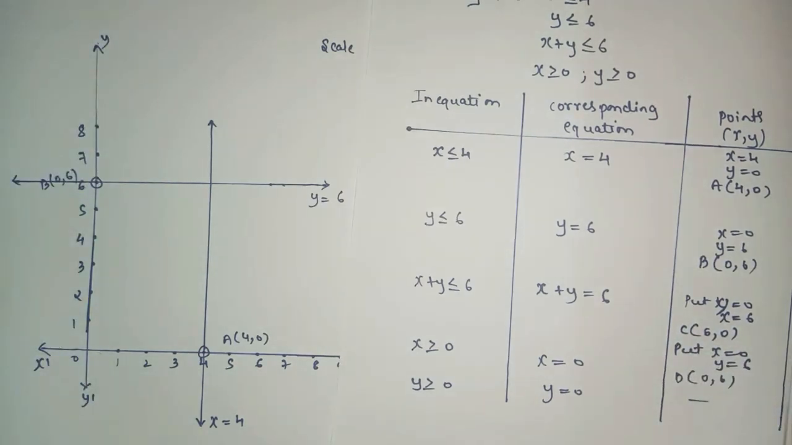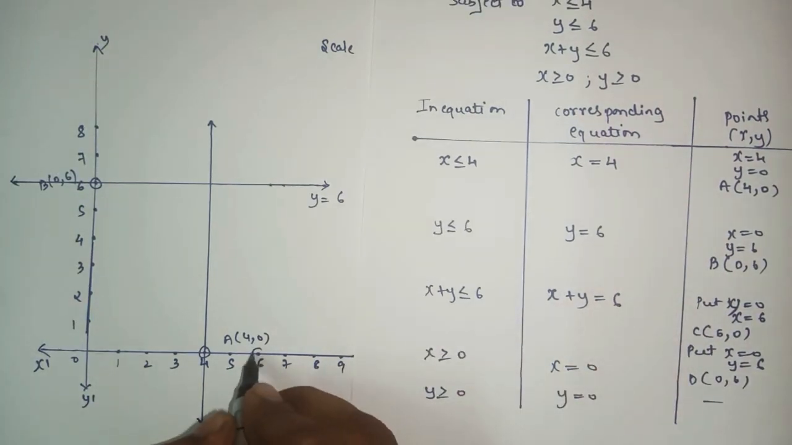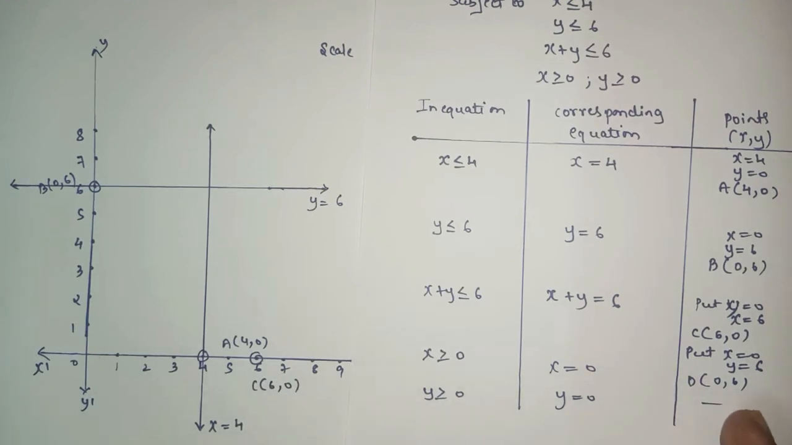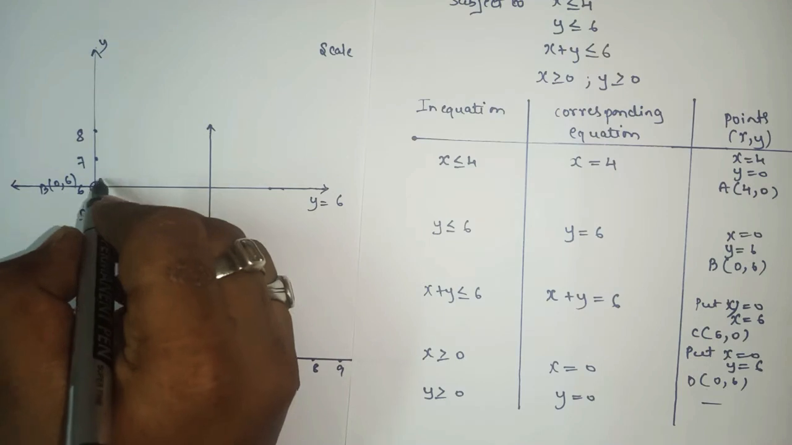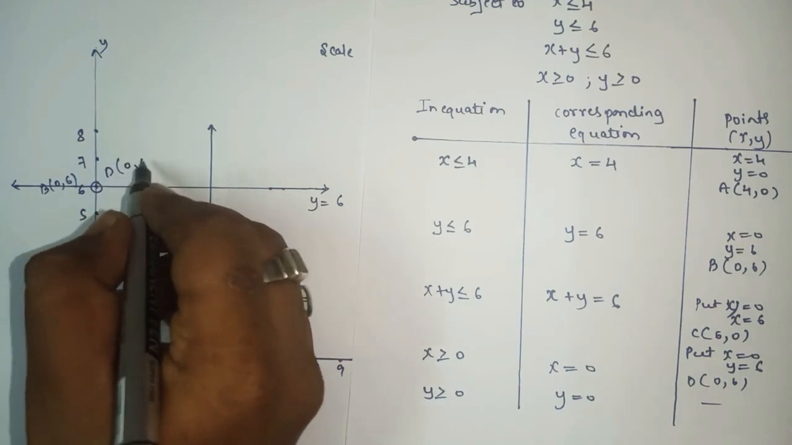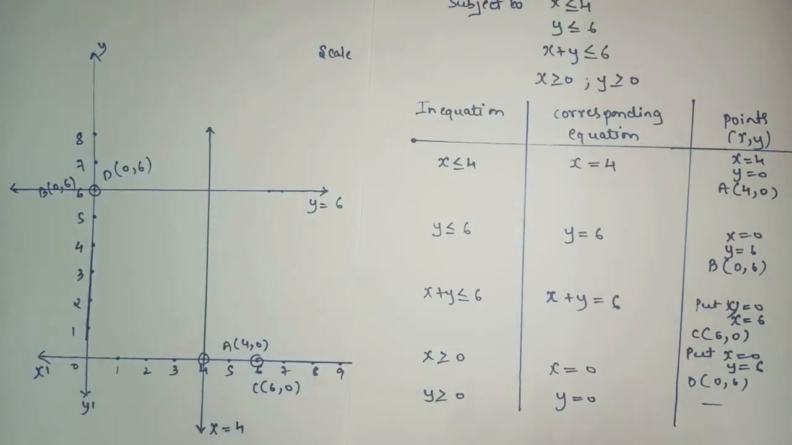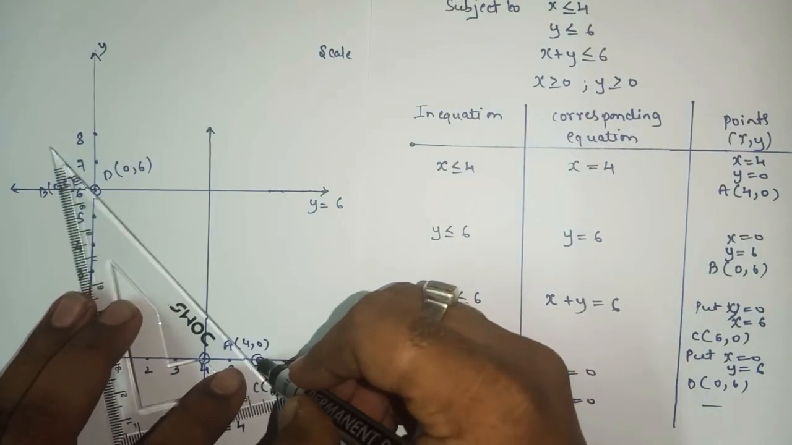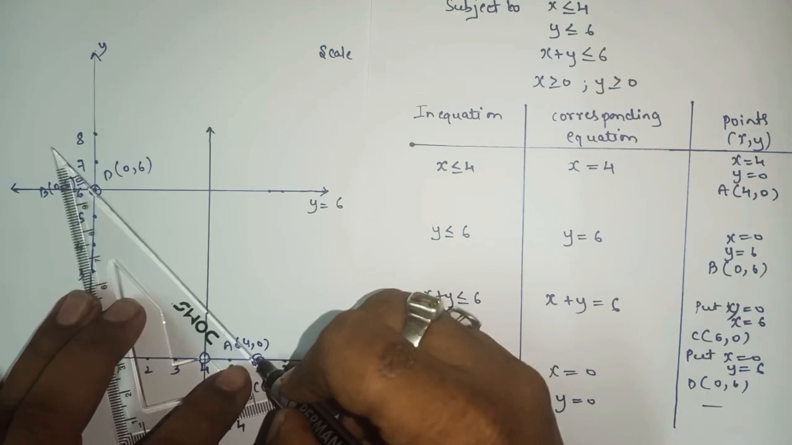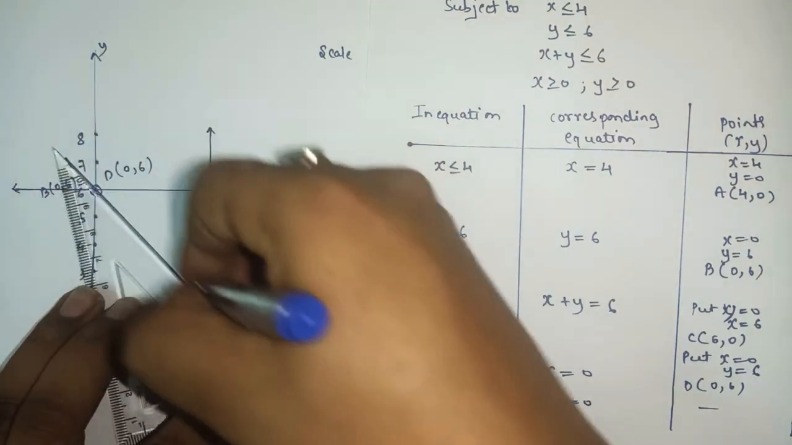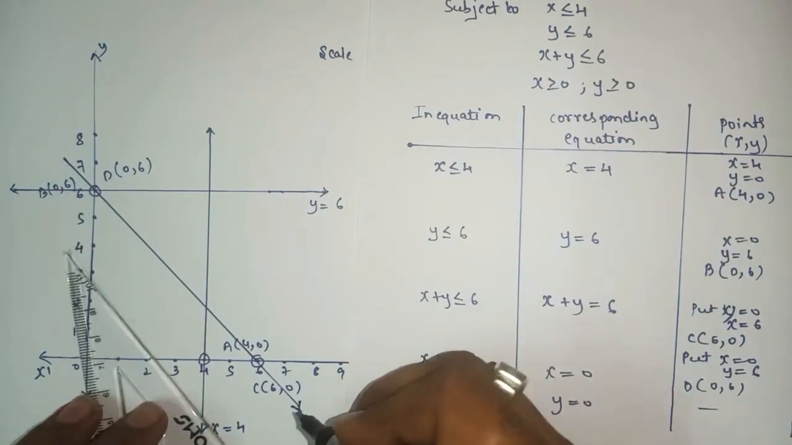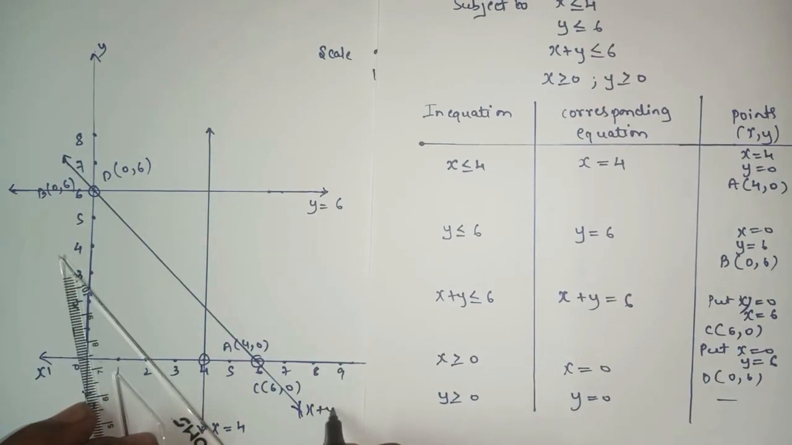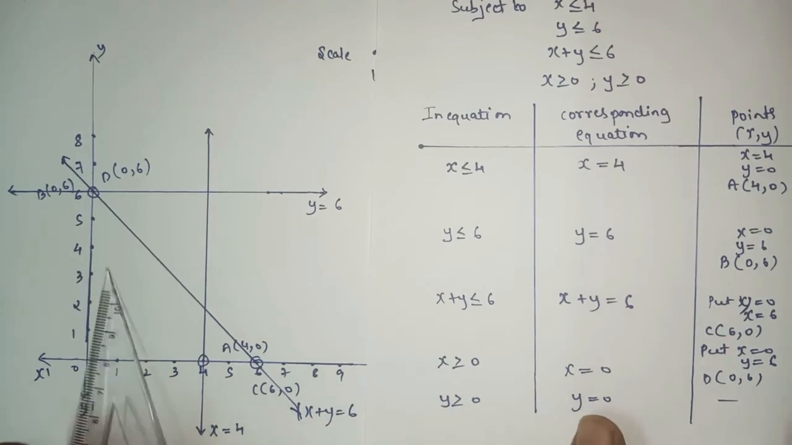C is what? 6 comma 0. And D is what? 0 comma 6. So we'll join these two points. Okay, that was the equation number three, that is x plus y equals 6.